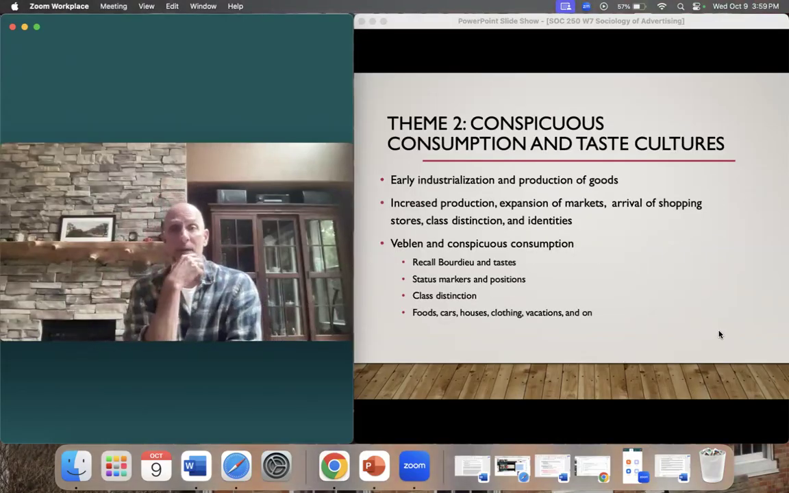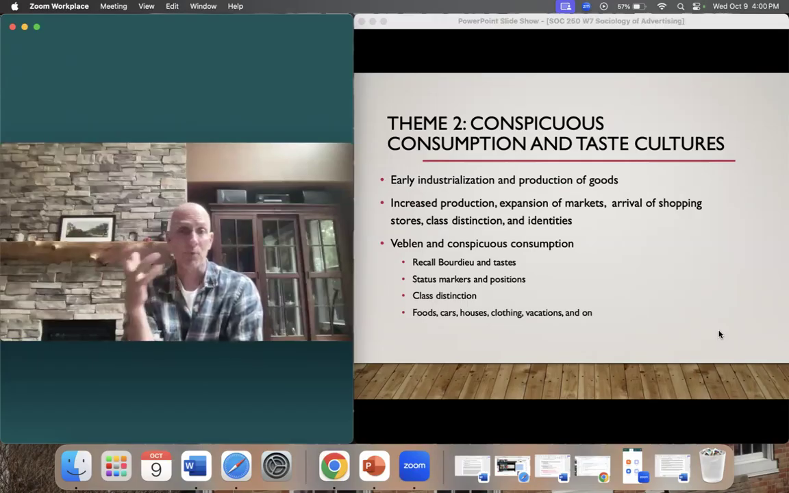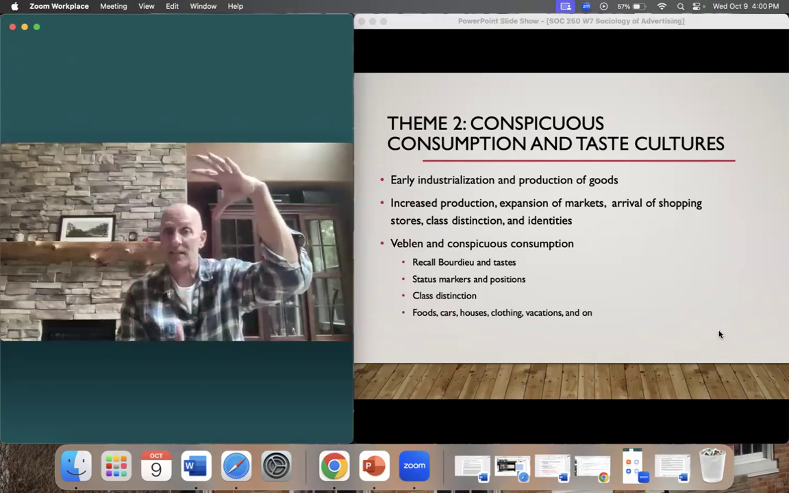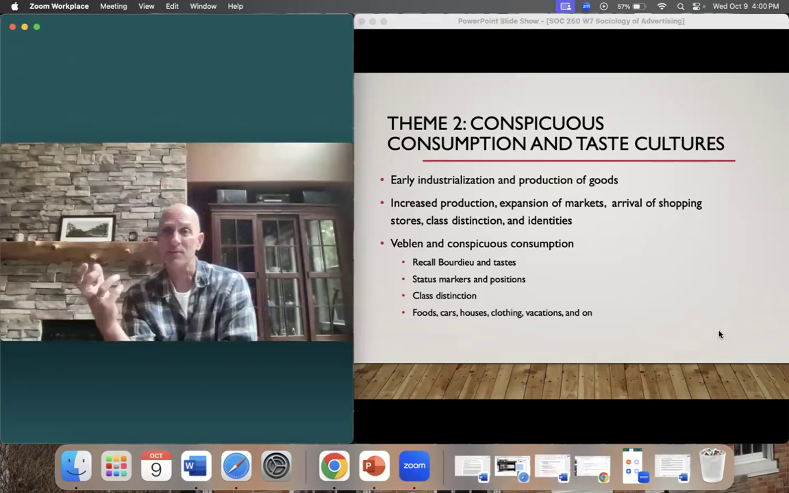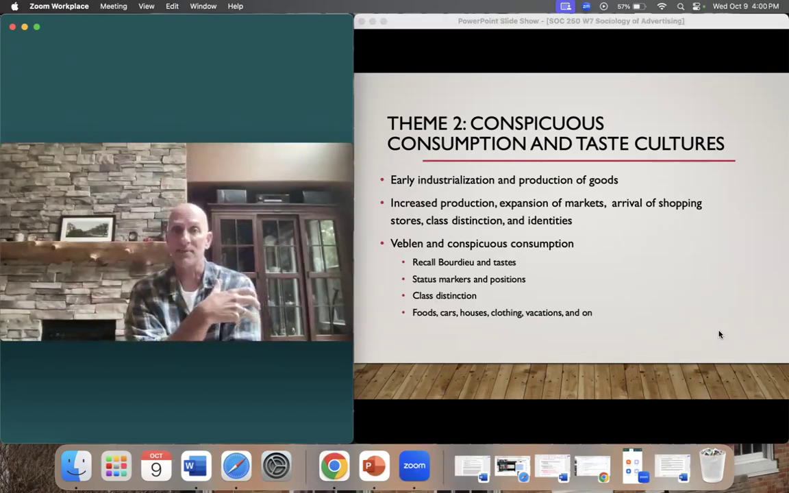Another concept that would come up in the assignment is this idea of conspicuous consumption and taste cultures. So with early industrialization, the production of goods starts to lead to the idea that people can make class distinctions based on what they're consuming. We have more and more production, markets are expanding, shopping stores start to develop, and more and more products are tailored towards different classes. And now people are consuming to distinguish themselves more and more based on class position.